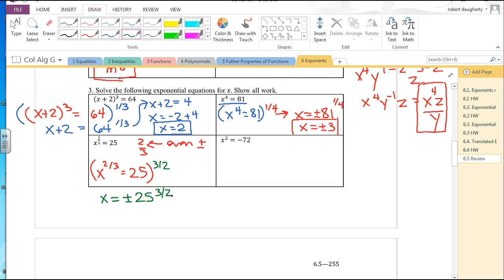25 to the 3/2, that means the square root of 25 cubed. So this is x equal plus or minus square root of 25 cubed. The square root of 25 is 5. So this is plus or minus 5 cubed. 5 cubed is 5 times 5 times 5. So this is x equal plus or minus 125.